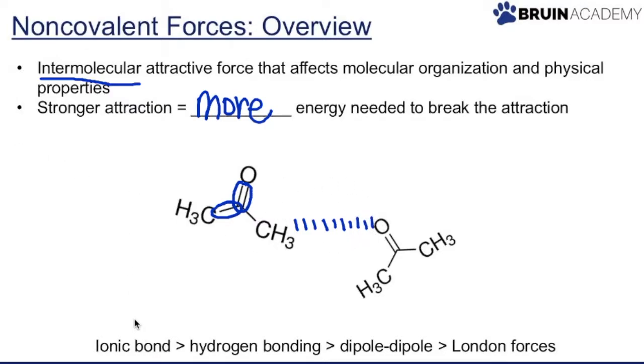And there are several types of non-covalent forces we're going to be going over, and this is them listed below here in terms of the strongest to the weakest. So the strongest is the ionic bond, which is stronger than hydrogen bonding, which is stronger than dipole, and then London forces are the weakest.